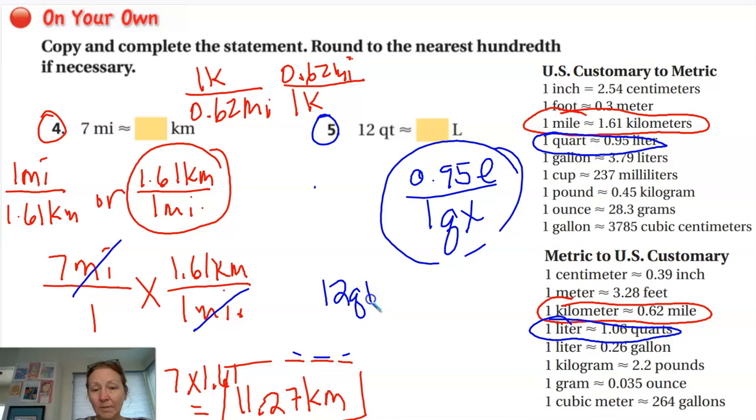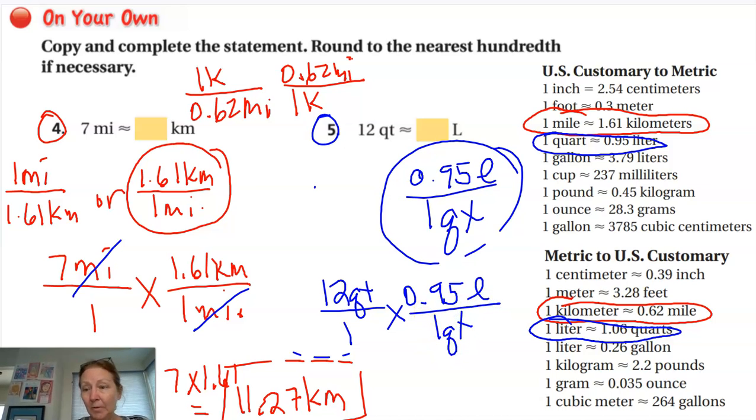12 quarts over 1 times 0.95 liters for every 1 quart. And the quarts will cancel out, leaving me 12 times 0.95, which is approximately 11.4 liters.